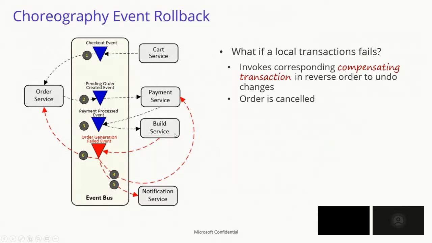Back out the order we built, back out the payment, cancel the order, and send a notification to the customer saying, we're really sorry, we can't process this right now. We'll get back to you later. So this is using a Saga pattern with events.